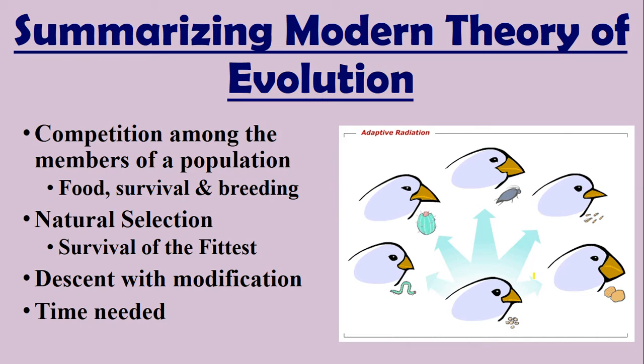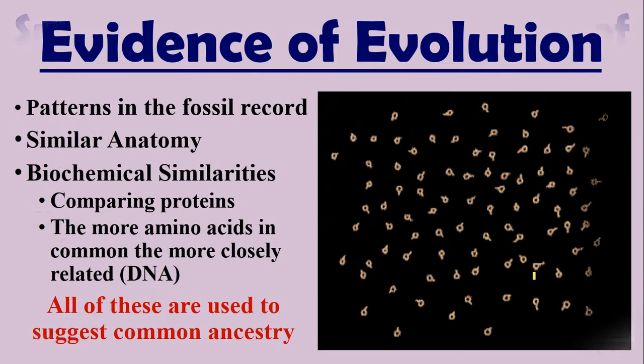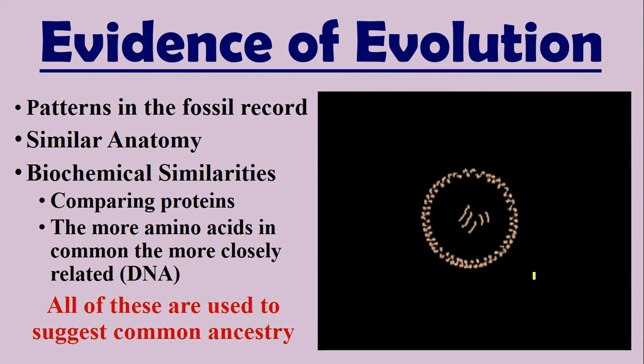So, summarizing the modern theory of evolution, remember there was competition among members of the population for food, survival, and breeding. You had natural selection, which is survival of the fittest, meaning the one that can reproduce the best is going to pass on their traits. There's descent with modification. As you go down successive generations, there are going to be different changes here and there. And time is needed. Time is very important in almost everything in science. So let's talk about some evidence of evolution.